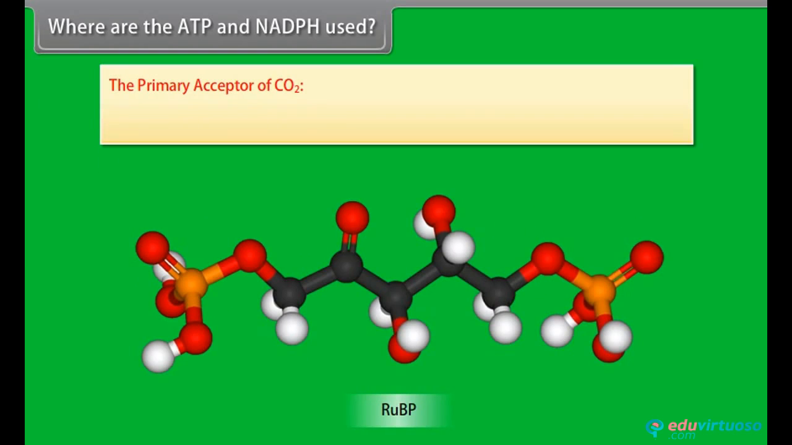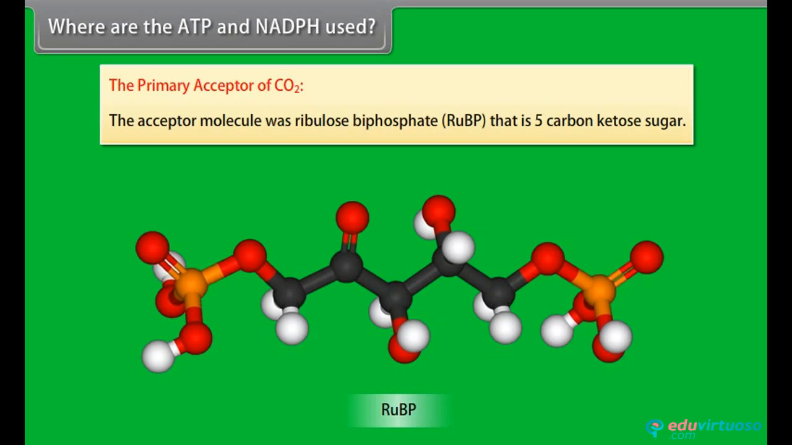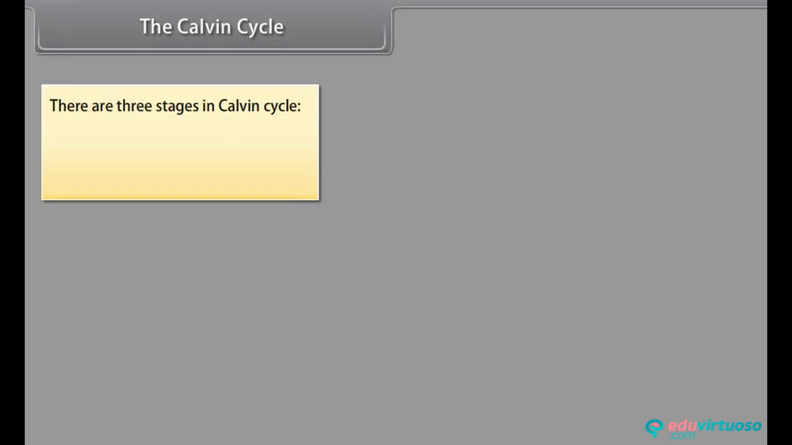The primary acceptor of CO2. The acceptor molecule was ribulose bisphosphate, RuBP, that is a 5-carbon ketose sugar. The Calvin cycle. There are 3 stages in the Calvin cycle. They are carboxylation, reduction, regeneration.